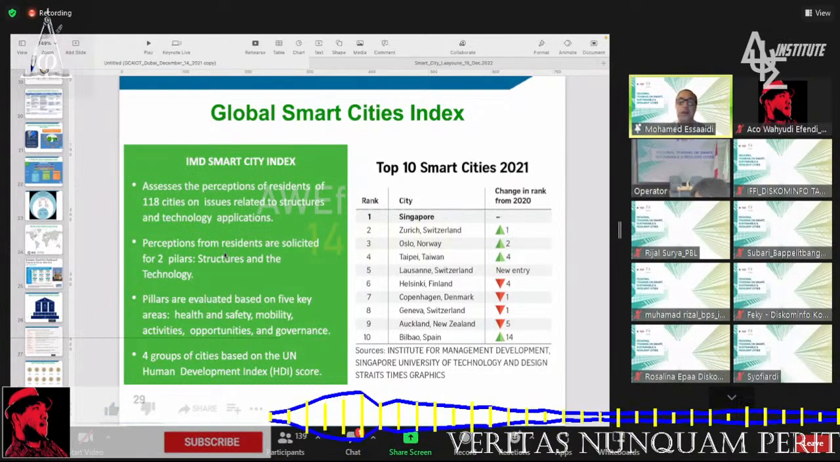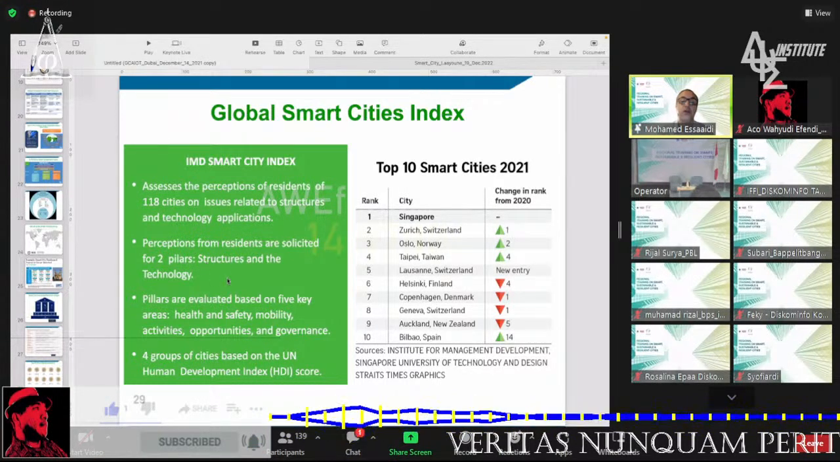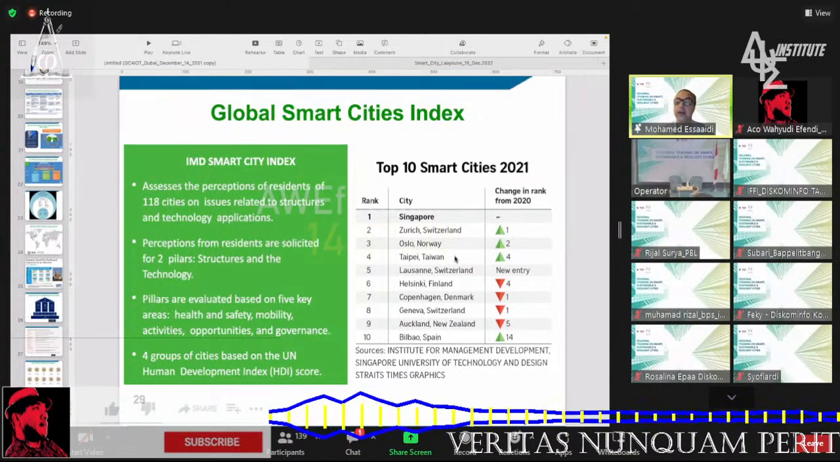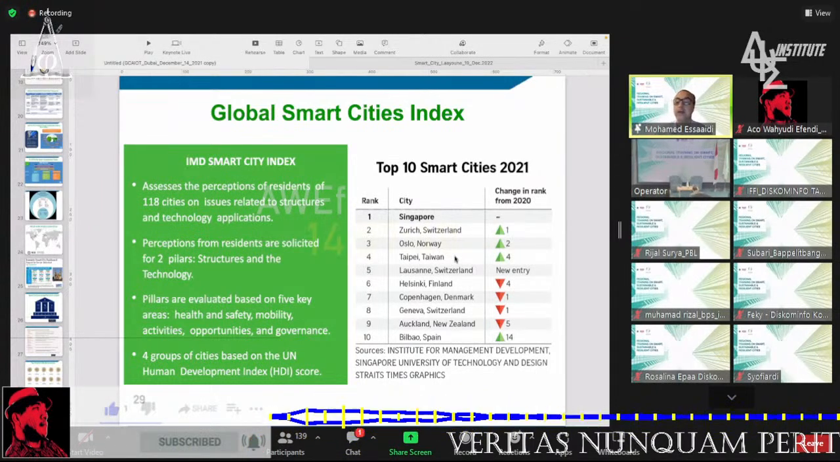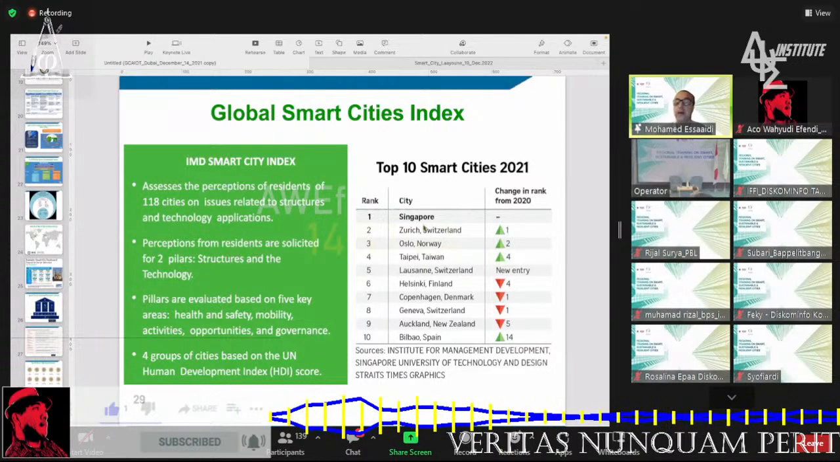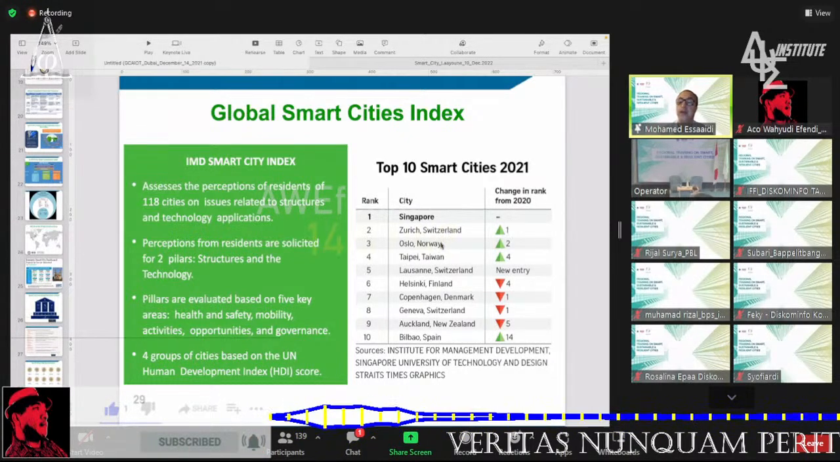The perceptions of citizens or residents are solicited for two pillars: structure and technology. And the pillars are evaluated based on 5 key areas. The first one is health and safety, then mobility, activities, opportunities, and governance. There were 4 groups of cities based on the United Nations Human Development Index, or HDI score, that are included. You can see here the top 10 cities according to the most recent index. You can see Singapore is among the top smart cities globally, followed by Zurich, Oslo, Taipei, Lausanne, Helsinki, and so on and so forth.